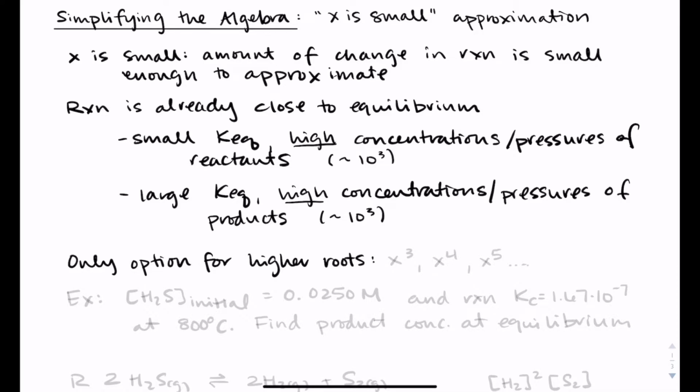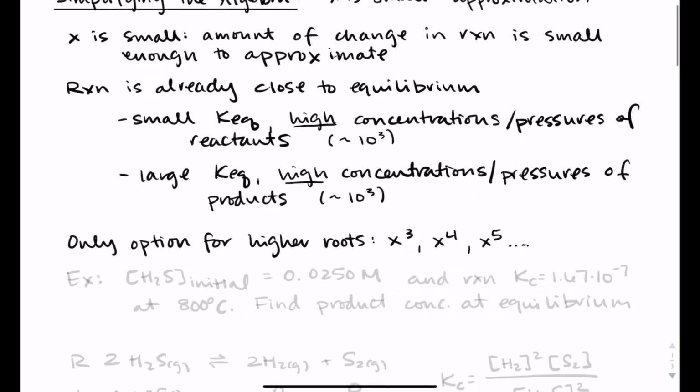This is the only option we have for solving higher roots. Because of the calculators that we work with, right, you cannot solve anything beyond what could be solved using the quadratic formula. So if you have an x cubed, an x to the fourth, an x to the fifth, or higher, which will happen, this is the only way to solve it. You may not have the conditions to solve it, but that's the topic for another video. So let's do an example where we can use this and show how to apply it.